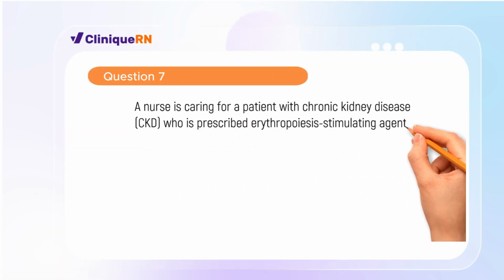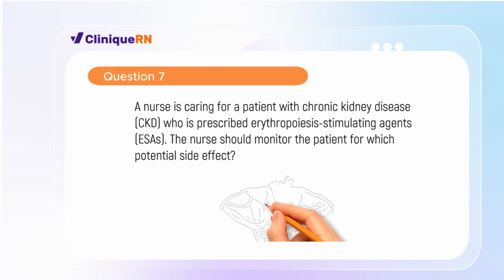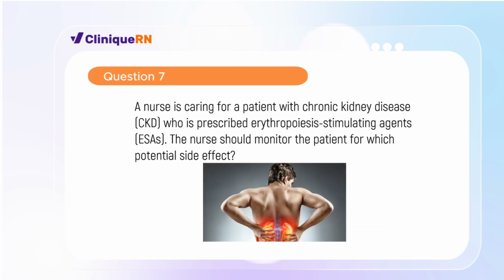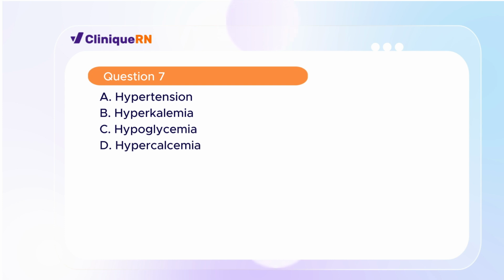Question 7. A nurse is caring for a patient with chronic kidney disease, CKD, who is prescribed erythropoiesis-stimulating agents, ESAs. The nurse should monitor the patient for which potential side effect? A. Hypertension. B. Hyperkalemia. C. Hypoglycemia. D. Hypercalcemia.